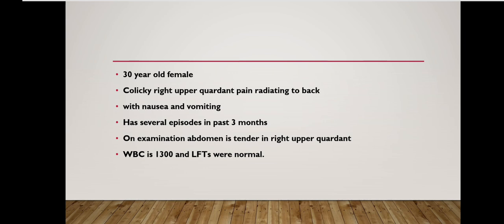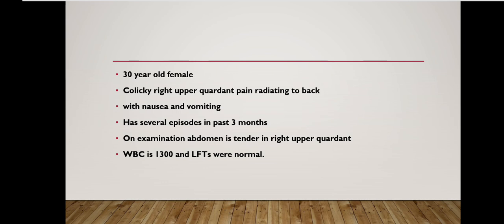A 30-year-old female having colicky right upper quadrant pain radiating to the back, with nausea and vomiting, has had several episodes in the past 3 months. On examination, the abdomen is tender in the right upper quadrant. On laboratory tests, her WBC is raised and LFTs were normal.